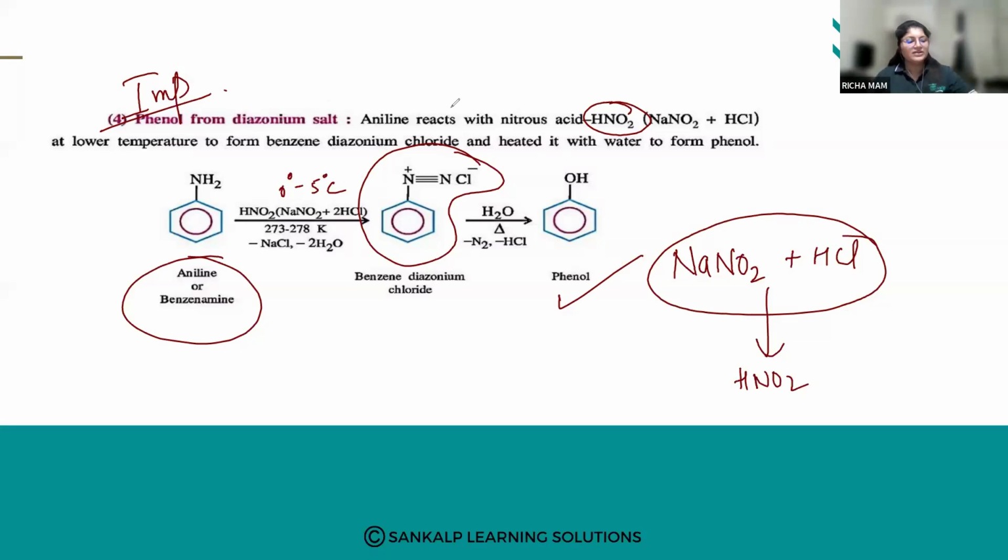So which preparations have we seen? From haloarenes, then from benzene sulfonic acid, from cumene, and from diazonium salt. In today's class, we have seen the definitions, the general formulas for alcohols, phenols and ethers. Then we have seen the classification of alcohols and phenols, the structure of their functional groups, and the IUPAC nomenclature. Then we started the methods of preparation of alcohols, and we have completed the methods of preparation of phenols.